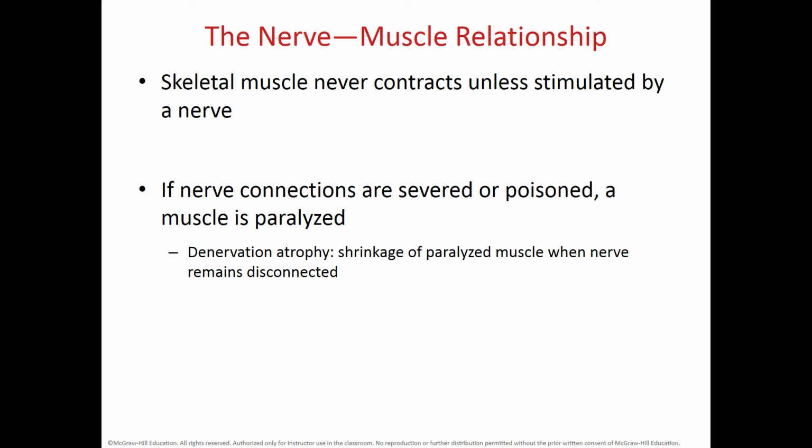And if you have damage to the nerve cells, a physical injury or a chemical injury, the muscle becomes paralyzed. So you can end up with chronic damage to these nerve cells, which is denervation, and then your muscle fibers will shrink in size. So the muscle fibers will become atrophic.